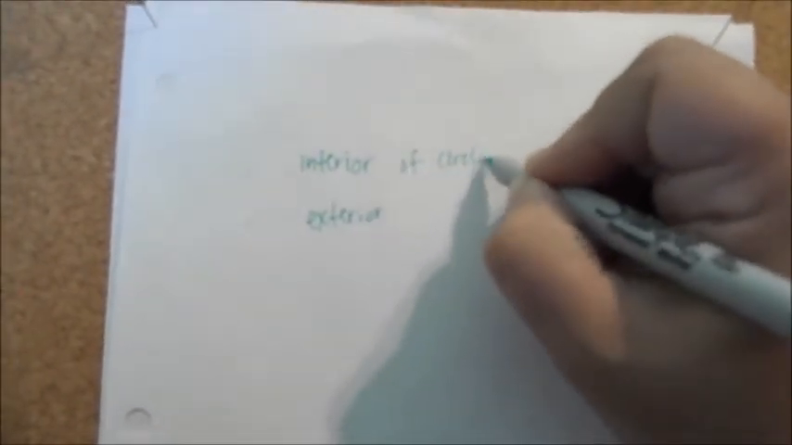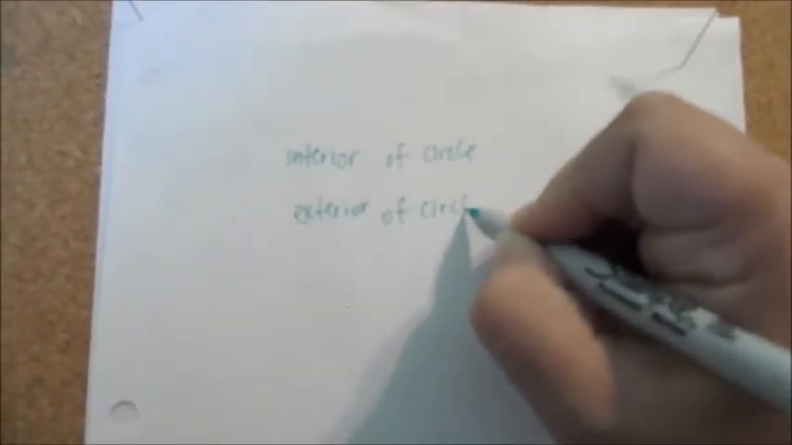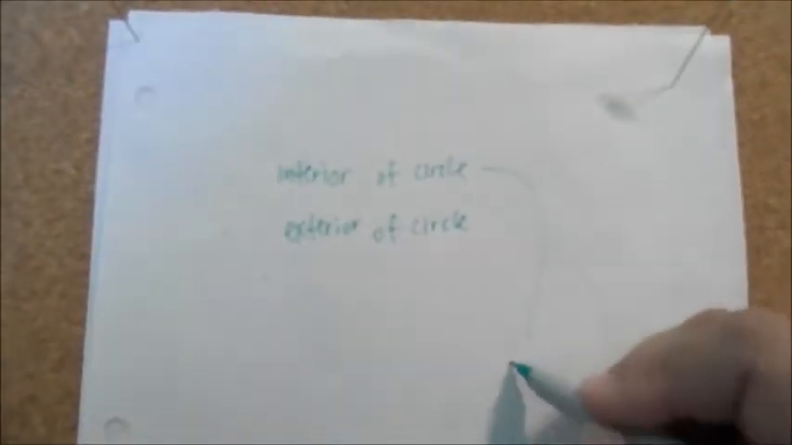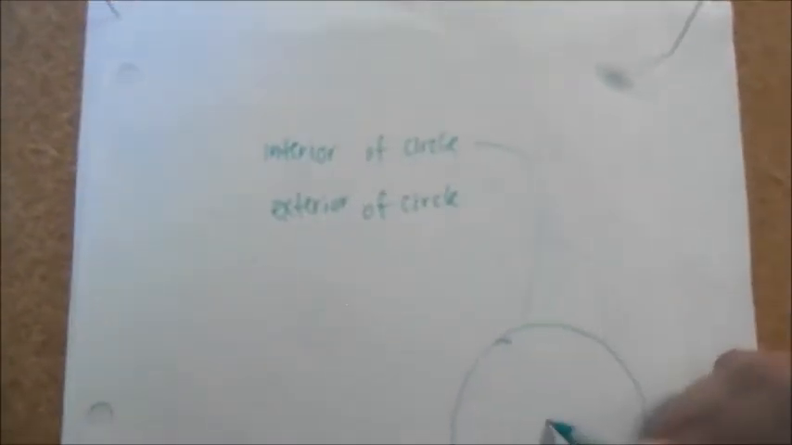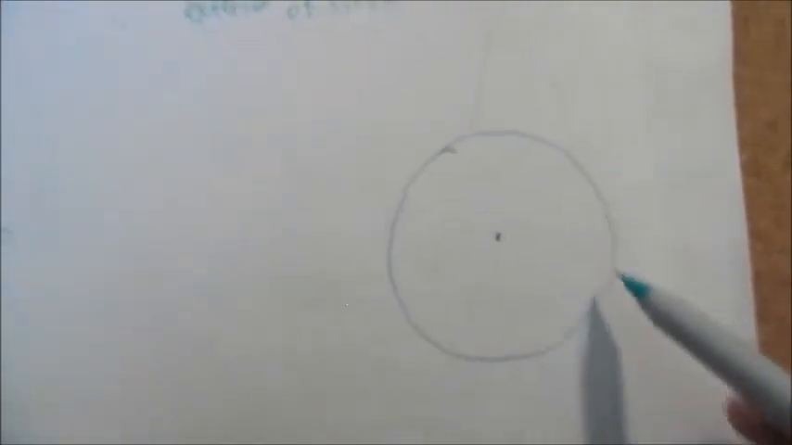Okay, next we have 2 more definitions that are interior of a circle and exterior of a circle. They are what they sound like, interior and exterior, but we have a definition that is more complicated, of course. So the interior of a circle, exterior of a circle. Let's start with the interior. So here it is. Interior means all the points that are inside.